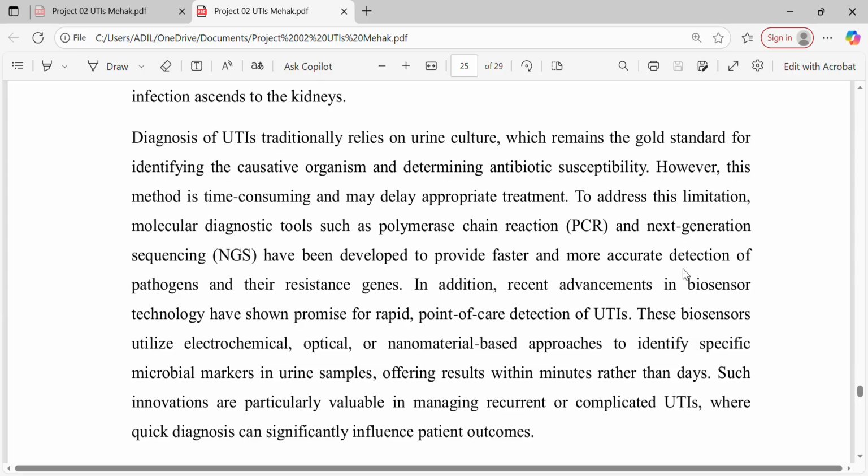In addition, recent advancements in biosensor technology have shown promise for rapid point of care detection of UTIs. These biosensors utilize electrochemical, optical, or nanomaterial based approaches to identify specific microbial markers in urine samples, offering results within minutes rather than days. Such innovations are particularly valuable in managing recurrent or complicated UTIs, where quick diagnosis can significantly influence patient outcomes.